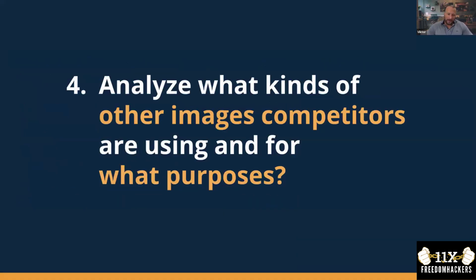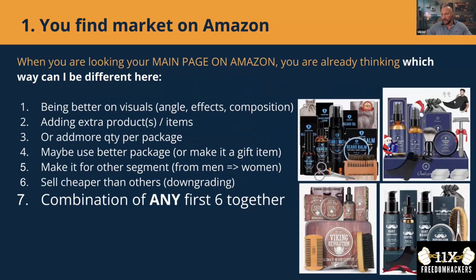Number 4, now analyze what kind of other images competitors are using and for what purposes. So we went through what type of product you have, what type of main images competitors are using, then what type of tactic you can deploy to come to the market for the main image. And let's go now to other images, okay? Other 6 images. How do we do those?